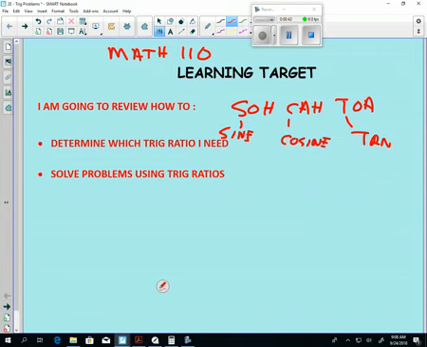We're going to work with some worksheets, and we have to determine which ratio to use. We're not going to be told this time, so we have to identify on the triangle which sides are given and which sides we need to find, and also which angle we need to find. So we got two sets of sheets here. So I'm going to review a bit.